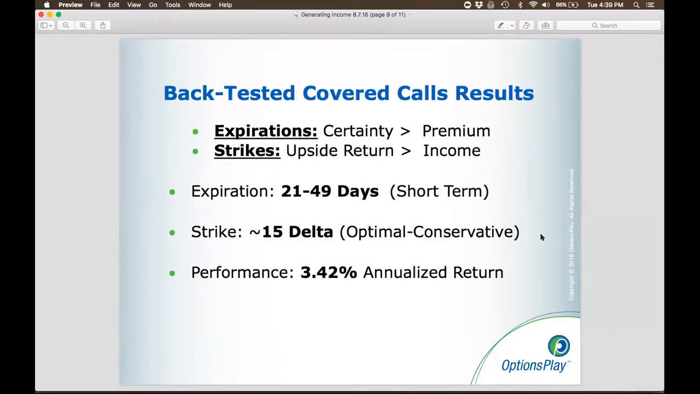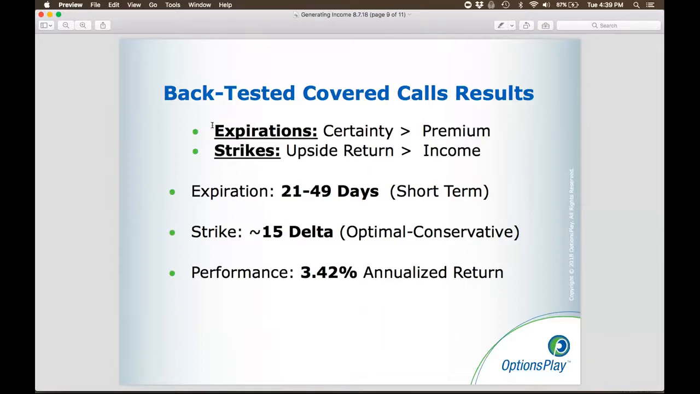So if you follow all of those things that we talked about, what we did is we backtested all of those short, medium, long-term calls, conservative, optimal, aggressive. And what we wanted to see is, where do we get the highest returns? We wanted to test all of those settings on the S&P 500 stocks over the last 10 years. And what we generally found is 2 things.